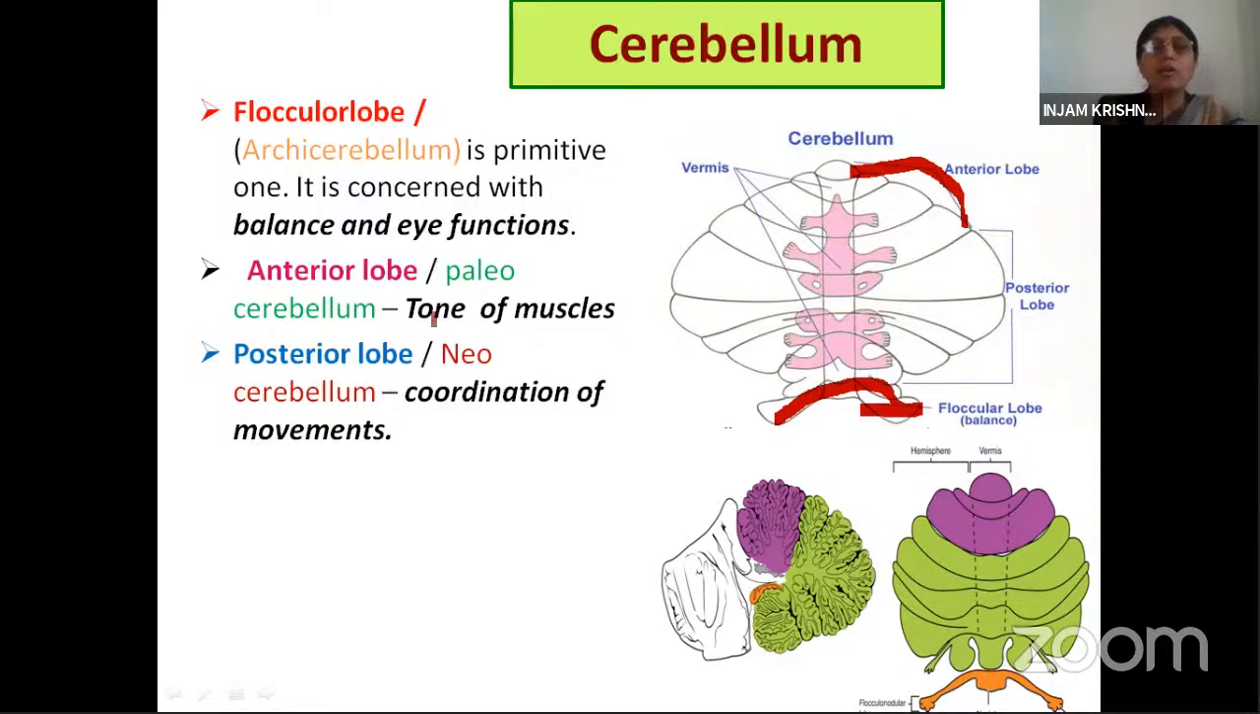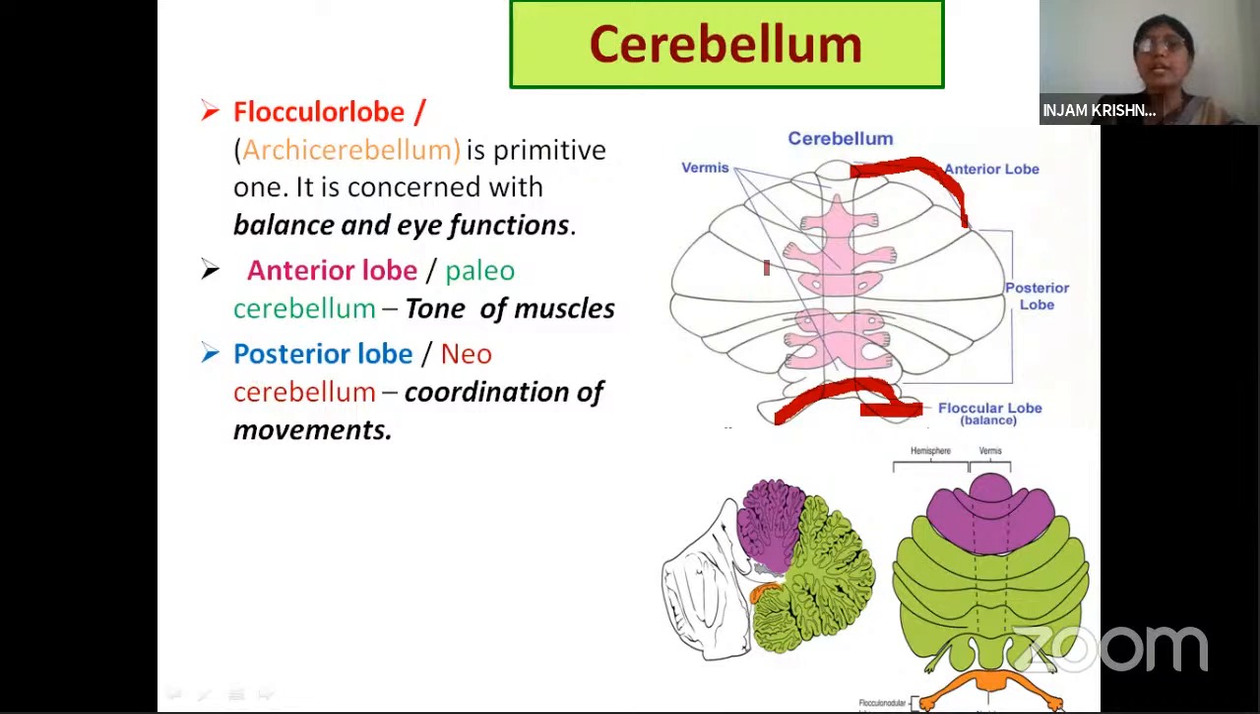What is the function of this anterior lobe? Tone of muscles. What is tone of muscles? Tone of muscles means stiffness of muscle. When we contract and relax, sometimes the muscles prevent contraction or stretch, so they give resistance. That kind of resistance, contraction or relaxation, all such functions are called tone of muscles. These are controlled by the anterior lobe.